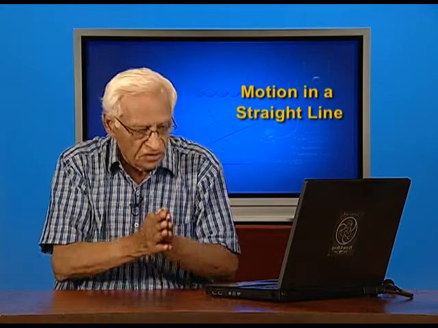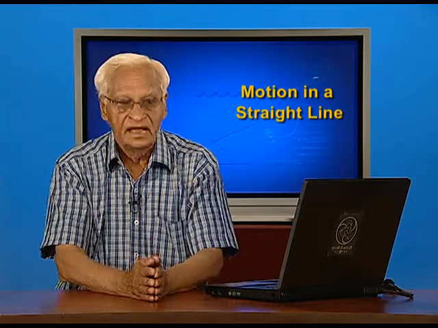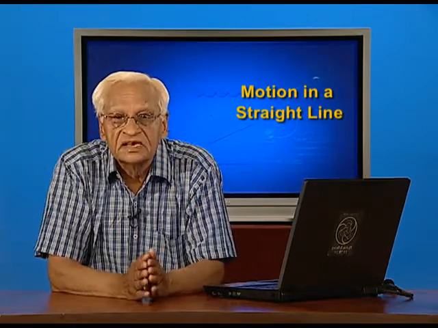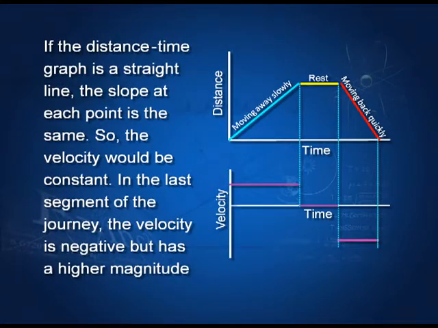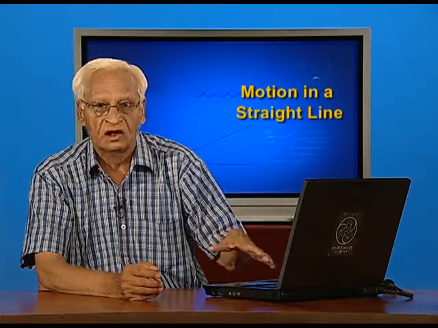Therefore, if we have a velocity time graph, then its slope would be acceleration, and if the graph is uniform or linear, that means the acceleration is uniform. And most of the time we deal with uniform acceleration in earlier classes. Now, I will show you how to draw various graphs. If you have distance time graph, how you can get from this the velocity time graph.